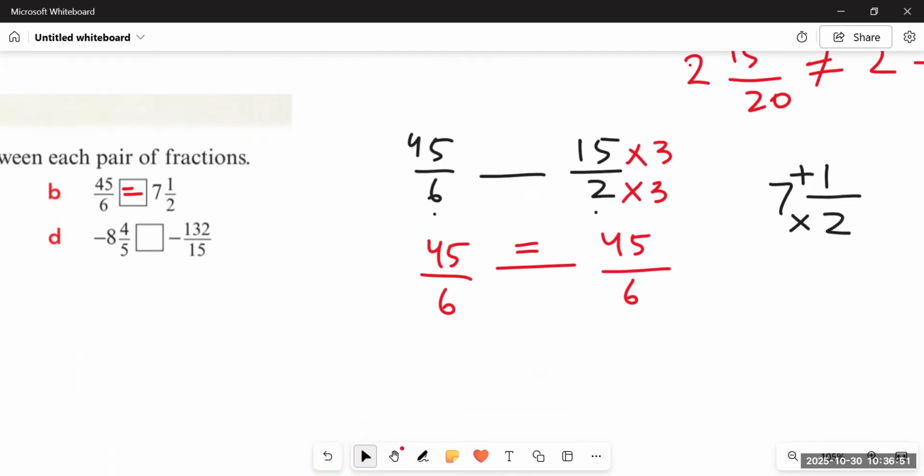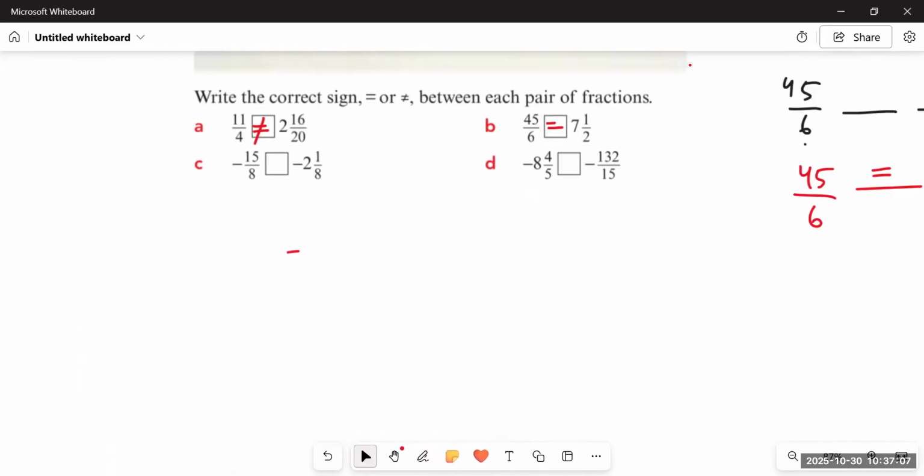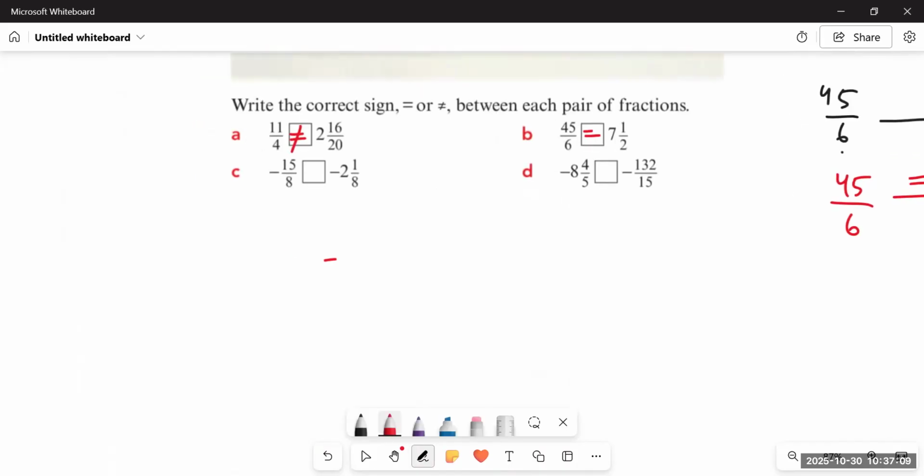Next we have minus 15 over 8 and minus 2 whole 1 over 8. Both the denominators are same. We just have to convert the mixed number into improper fraction. So one of them is minus 15 over 8 and the other one is 2 8s are 16, 16 plus 1, 17.